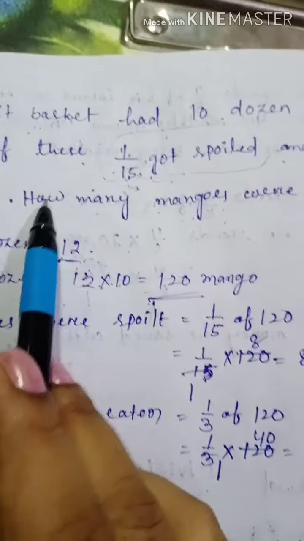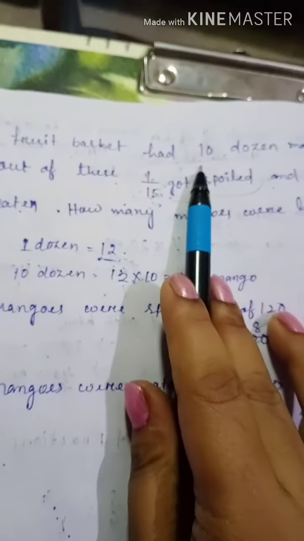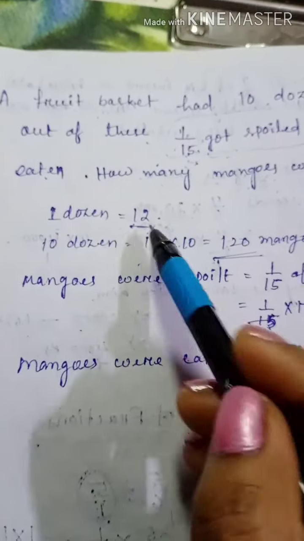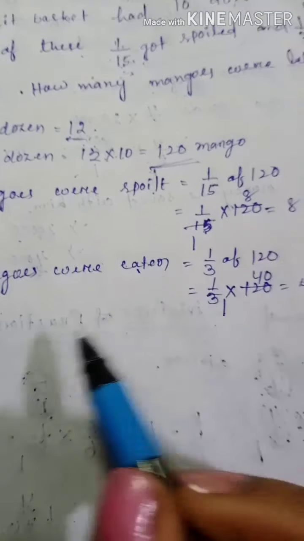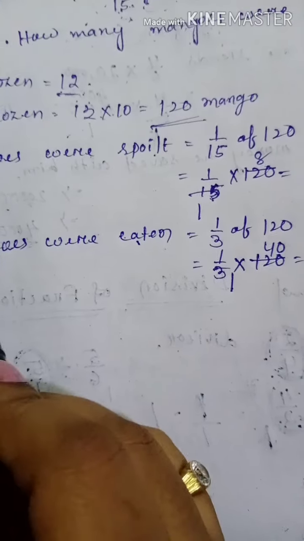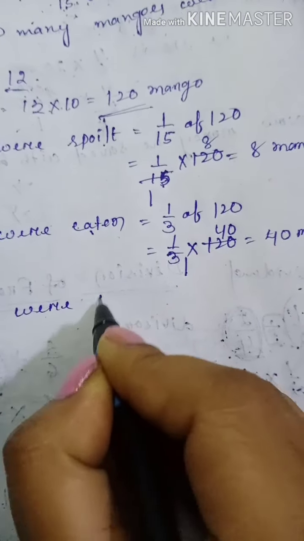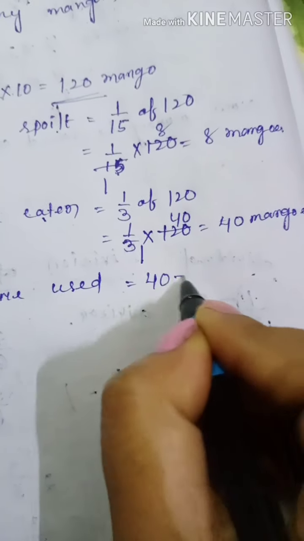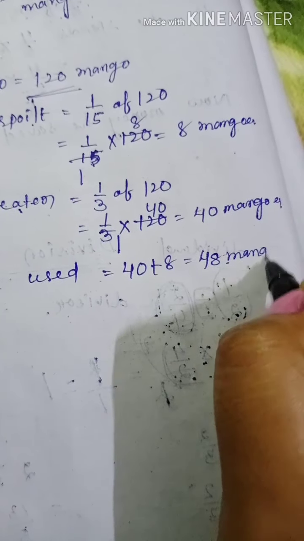Next it is asking how many mangoes are left. In the basket the total number of mangoes is 120, that is 10 dozen. Out of these, some mangoes are used. Some are spoiled, some are eaten, so they are already used. So write mangoes used is equal to what? 40 plus 8, that is equal to 48 mangoes.